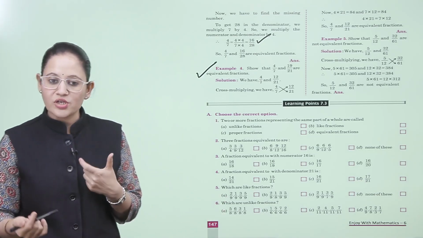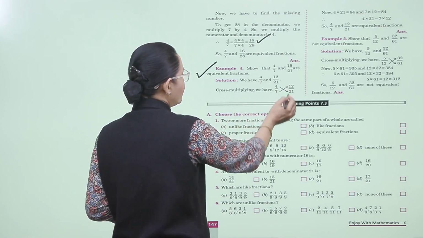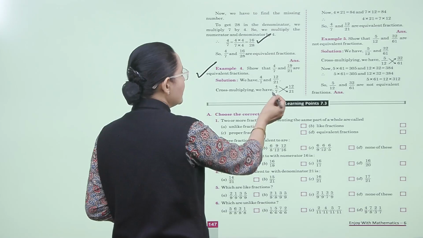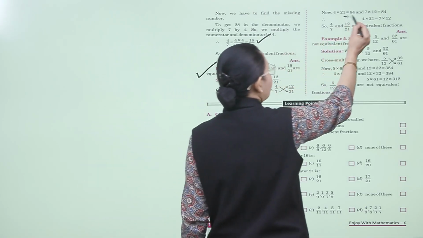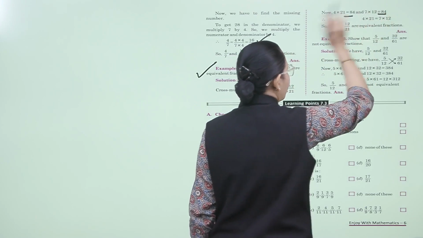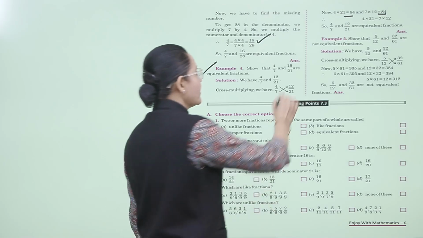Example 4, show that 4 by 7 and 12 upon 21 are equivalent fractions. For that we will use the cross multiplication method. 4 by 7 and 12 by 21. 4 into 21 and 7 into 12. So 4 into 21, that is 84, and 7 into 12, that is 84. Both values are equal, that means they are equivalent fractions.